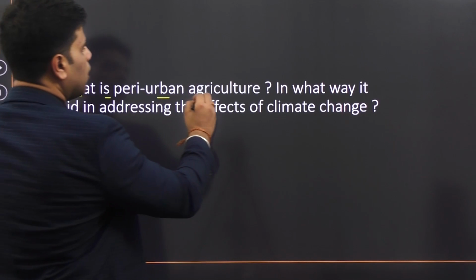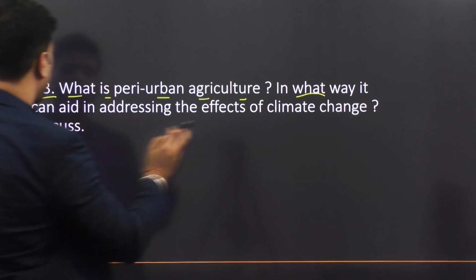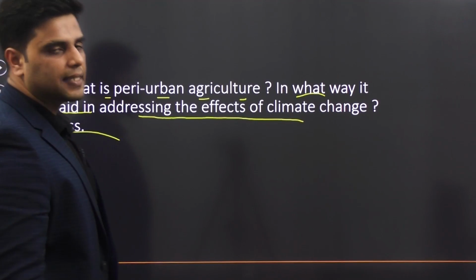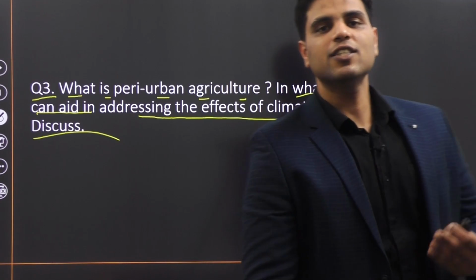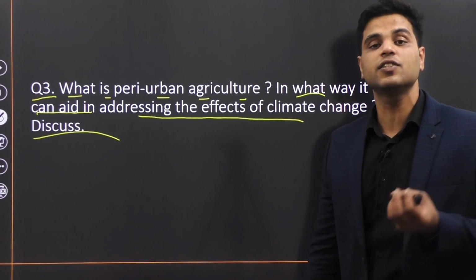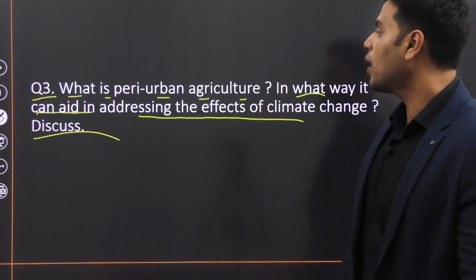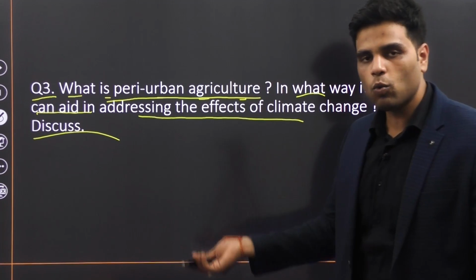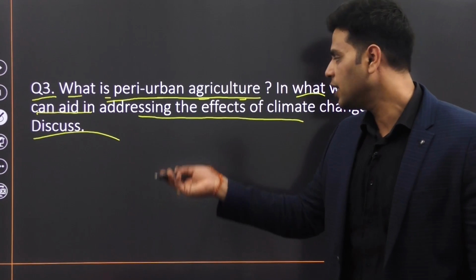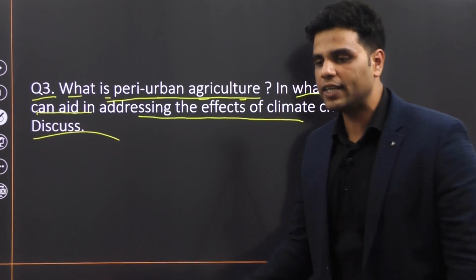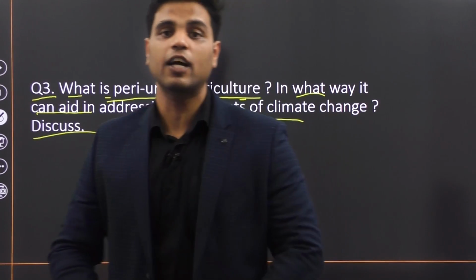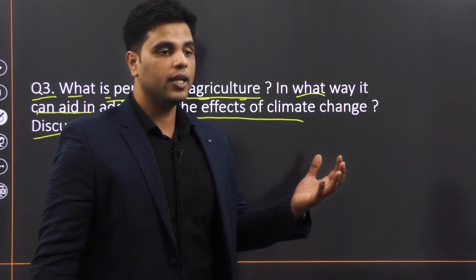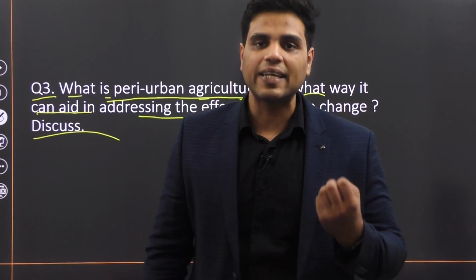What is peri-urban agriculture? In what way can it aid in addressing the effects of climate change? Discuss. So again, this question is pretty direct, and this question consists of 2 parts. Part number 1 is, what is peri-urban agriculture? First, you'll define peri-urban agriculture, and in the next part, you'll actually discuss the advantages of peri-urban agriculture: how peri-urban agriculture would actually help India combat climate change.